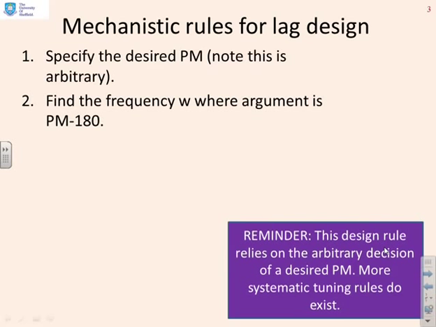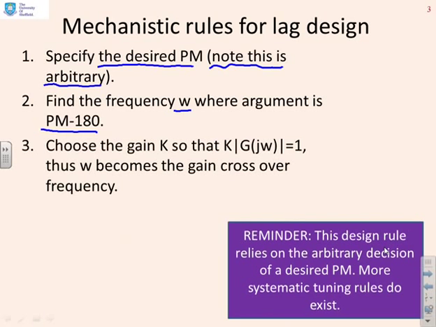So let's remind ourselves what these mechanistic rules were. First, specify the desired phase margin, and remember this particular part of the design is arbitrary, but it's likely you're going to want something 50 to 70 degrees for most systems where you could use a lag compensator. Next, find the frequency omega which gives you this phase margin minus 180, and choose the gain k so that this becomes the gain crossover frequency. And you remember these three steps are in fact the simple gain design.